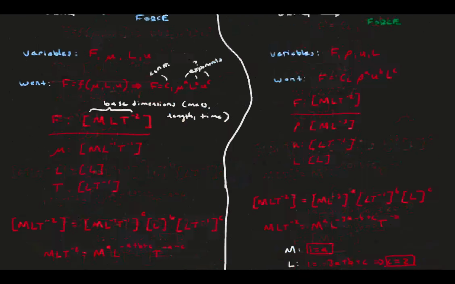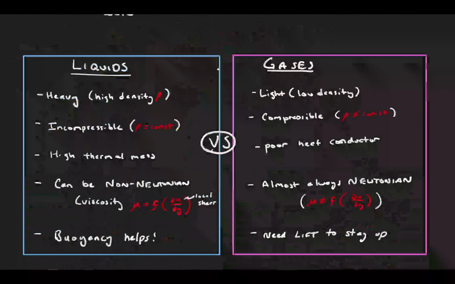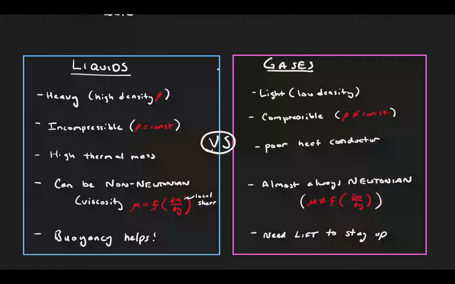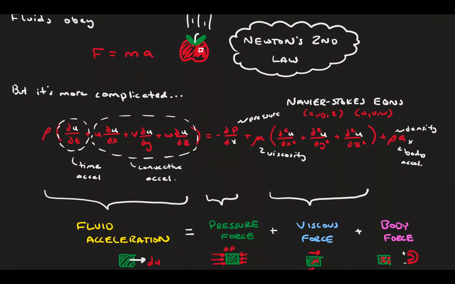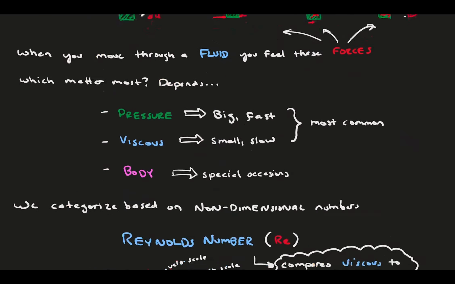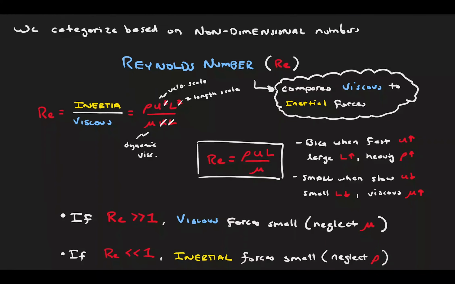We started by going over all the meaningful differences between liquids and gases and how it impacts vehicle motion. Then we explored the equations of motion for a fluid, which is a complicated version of F equals ma. In general, the fluid acceleration is due to pressure, viscous, and body forces. The Reynolds number tells us what type of flow regime we're in. Big, fast vehicles can neglect viscosity, while small, slow vehicles can neglect flow inertia or density.